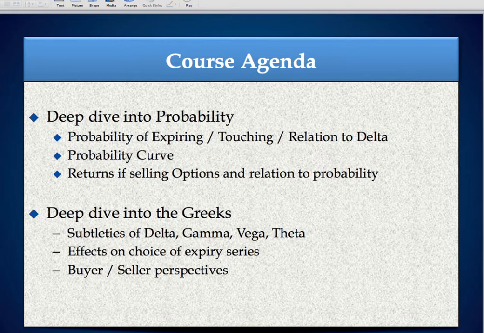Then in the second part of the course, we'll take a deep dive into all four Greeks. So far, we've covered the basic aspects of all four Greeks, so you should have a good understanding of how these Greeks work. But now I'm going to show you some subtleties of all four Greeks and how we should be looking at the Greeks, and it will have an impact on your choice of the expiry series that you choose, and also provide certain buyer-seller perspectives when it comes to the Greeks.